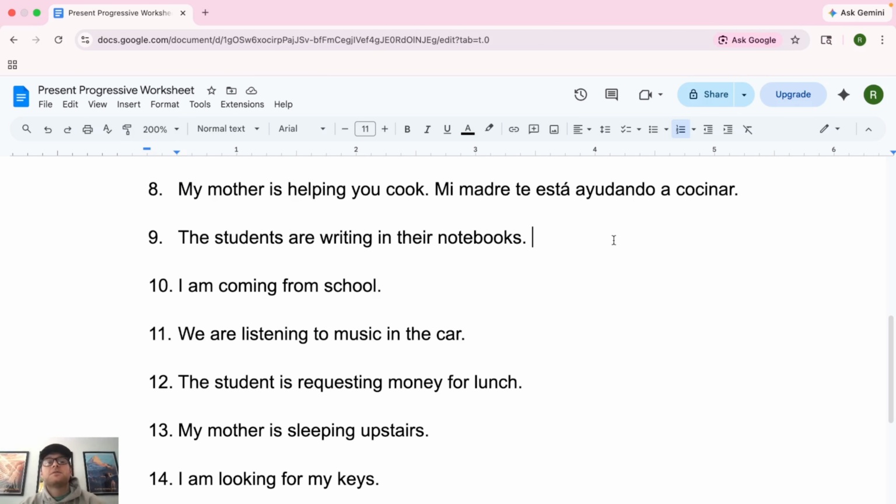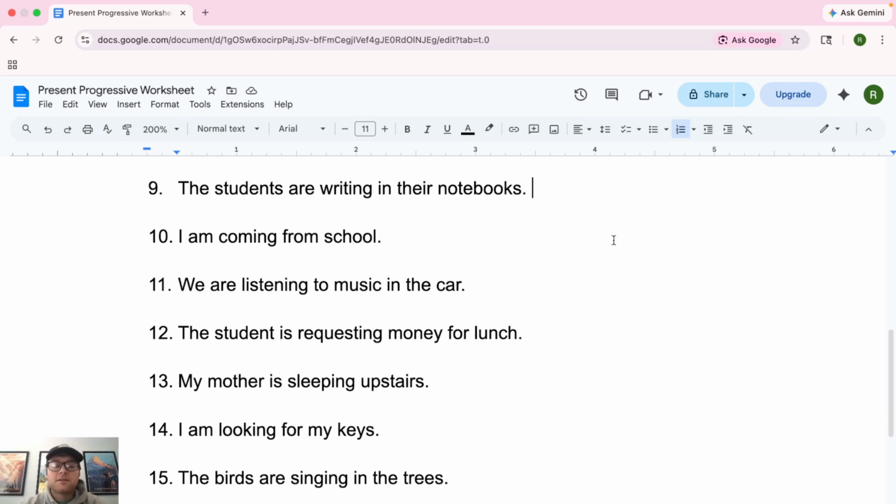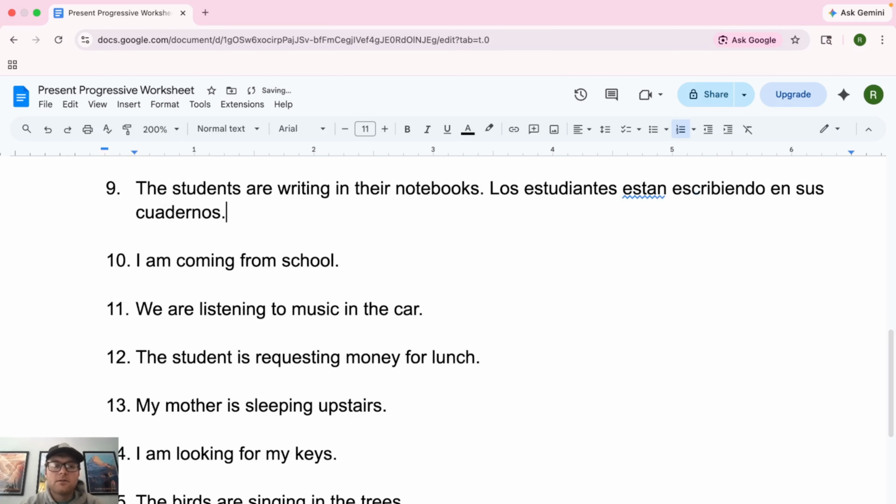Number 9, the students are writing in their notebooks. Okay, so here we have the verb writing is escribir. So that's an IR ending, which means it's iendo. Los estudiantes están escribiendo en sus cuadernos. All right, so están escribiendo is our verb in the present progressive.